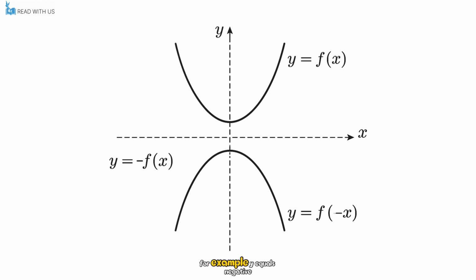Next, reflections. Reflection means flipping the graph across an axis. For example, y equals negative f of x reflects the graph in the x-axis, while y equals f of negative x reflects the graph in the y-axis.